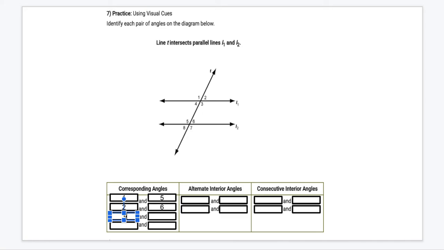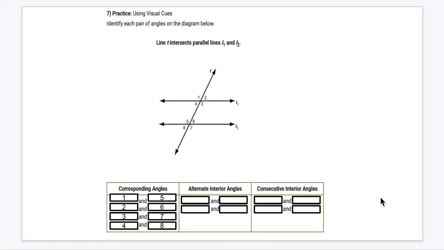I'm going to move on to angle 3. It's below parallel line L1. And so it's on the right side of the transversal, so I need an angle that's below L2, that's on the right side of the transversal, which is angle 7. And then for angle 4, it's on the left-hand side of my transversal underneath L1, so I need an angle that's on the left-hand side of my transversal that's below L2, so that's going to be angle 8. So angle 4 and angle 8 are congruent and corresponding.